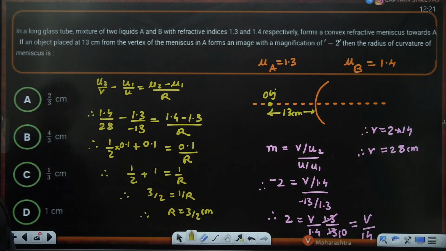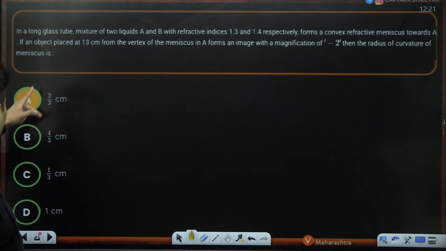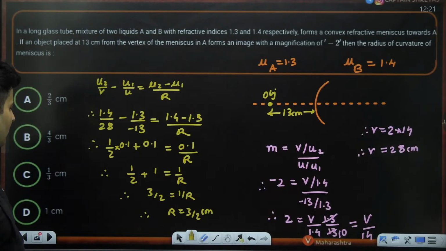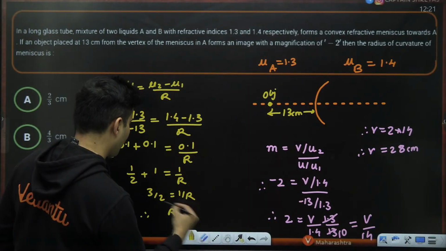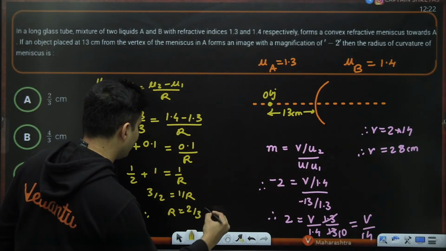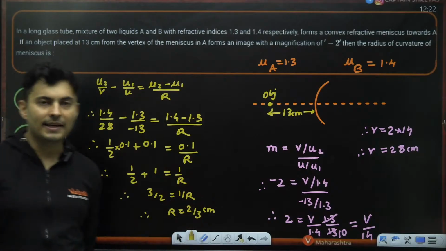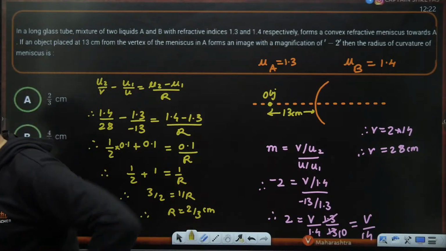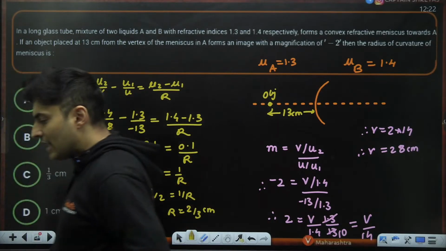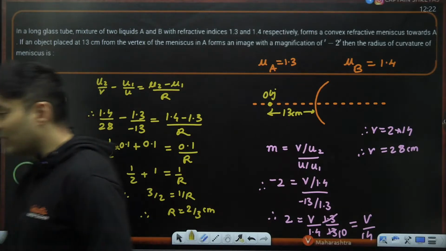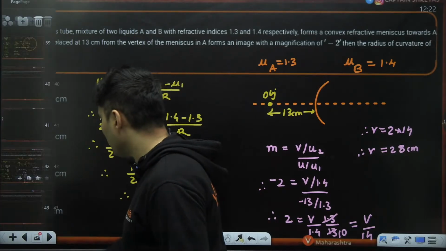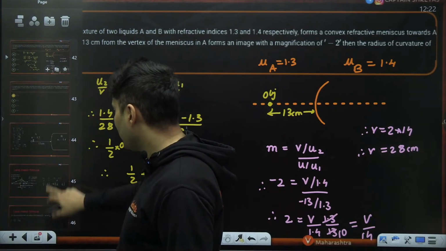Just check it out. I think we have got the exact opposite answer. Oh, sorry, I have to reverse it. My bad. I have to flip it. So this will be 2 by 3 centimeter. My bad. Yeah, so this is correct. Awesome. Love the question, guys. This was a good question on the magnification of curved surface refraction. Beautiful question. Shall we go ahead to the next one?